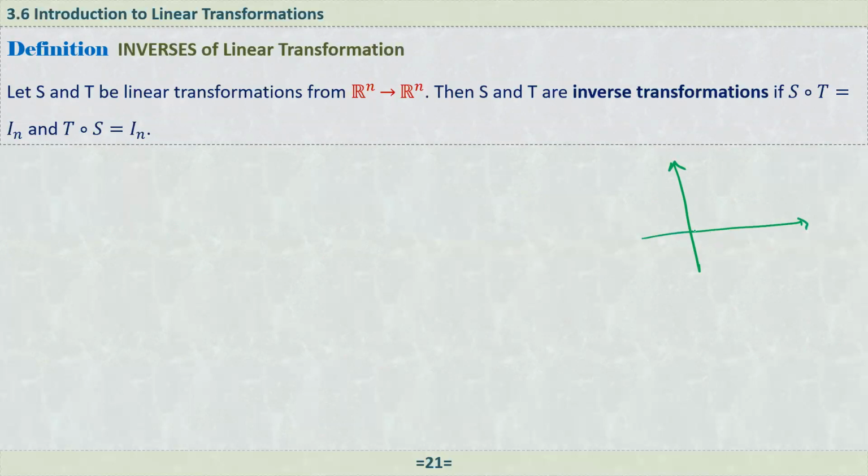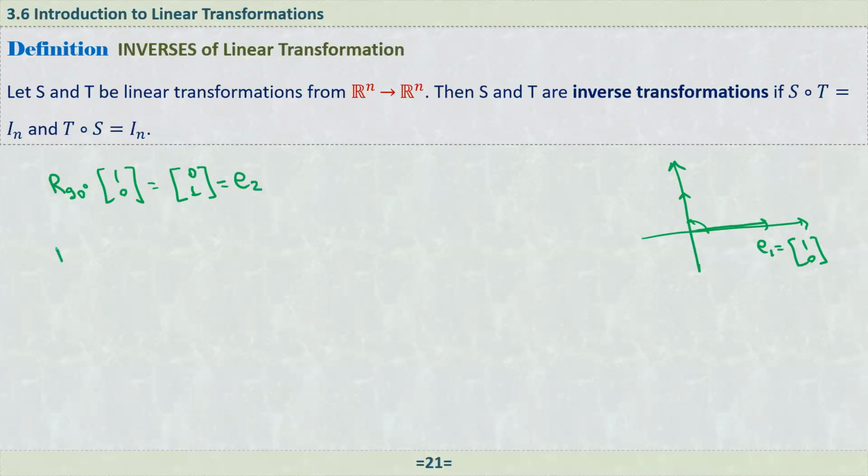Let's just talk about unit vectors. Say here we have e1, whose coordinates are 1, 0. If we rotate this 90 degrees, let's denote this rotation by R, it will be here, so its image will be 0, 1. Now this is just our standard unit vector, e2.